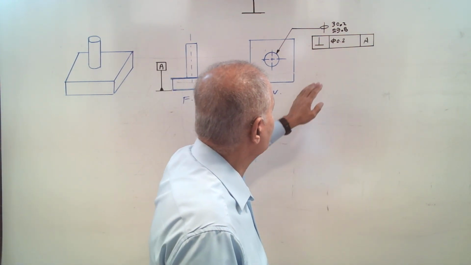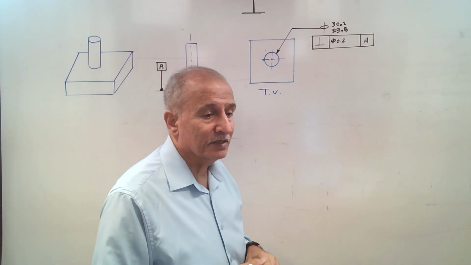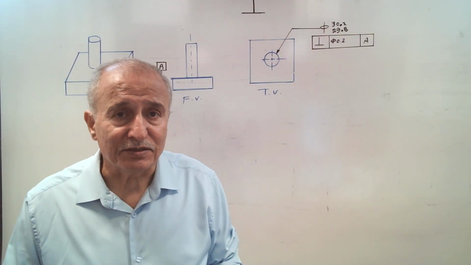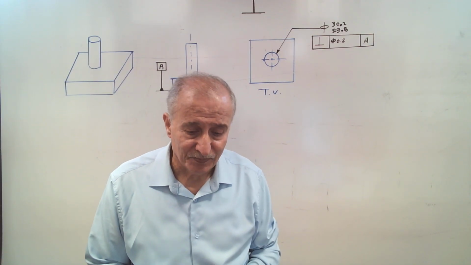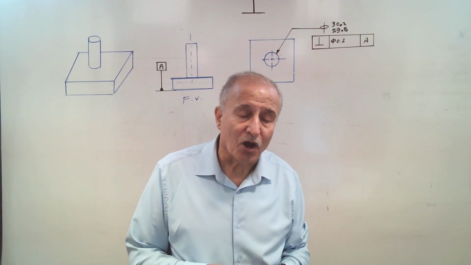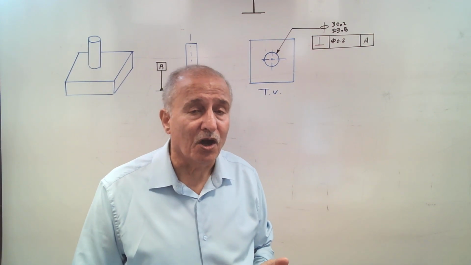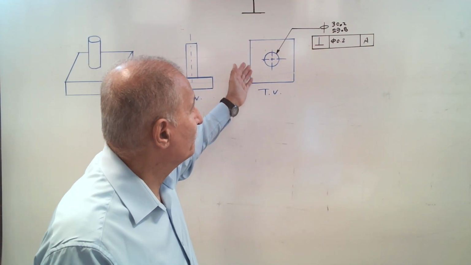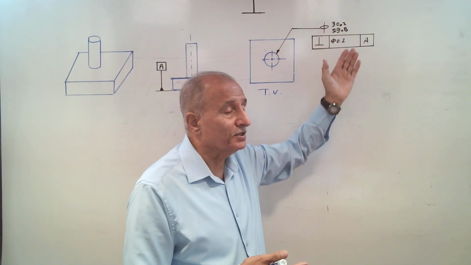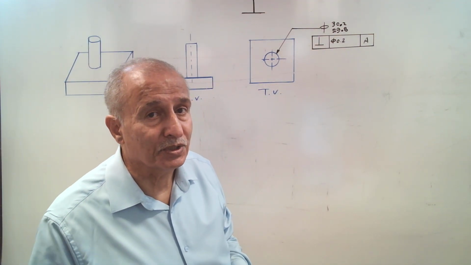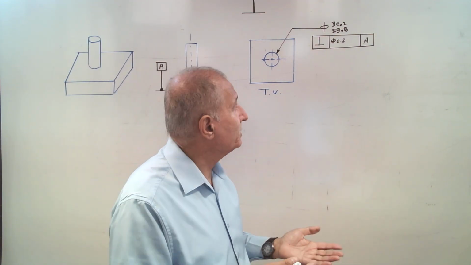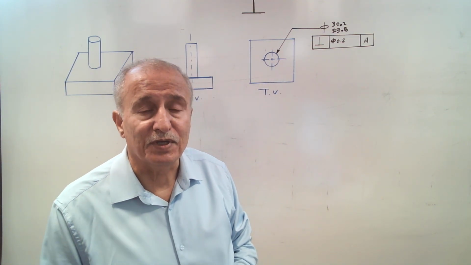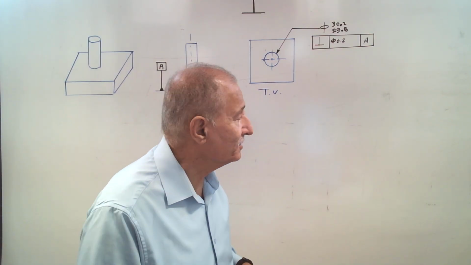If there is nothing here in front, it means that this tolerance is applied at RFS. RFS means regardless of feature of size. It means that the tolerance doesn't depend on the actual size of the part, the actual size of the shaft. It doesn't matter if you produce it at 30.2 or 29.9 or 29.8 or 30.1, always the geometric tolerance is the same.